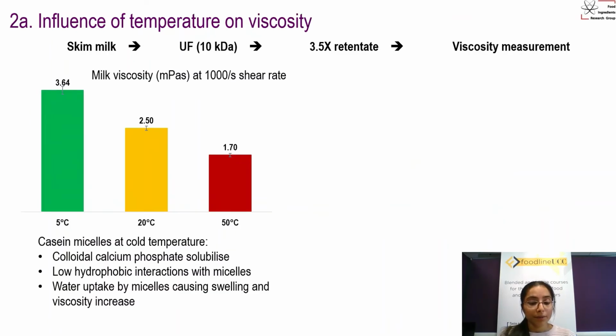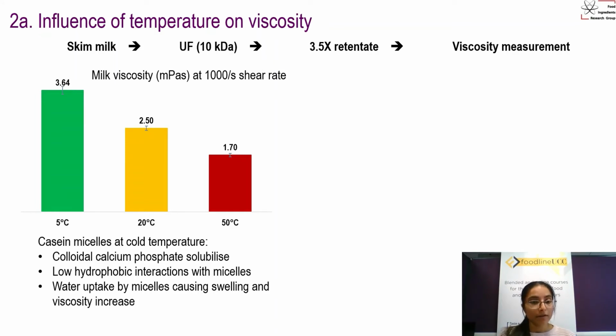So here you see the chart for viscosity of fresh feed. Clearly, the feed viscosity was highest at 5 degrees centigrade, despite the equivalent content of solids as other feeds. At cold temperature, casein micelles have lower hydrophobic interactions, and colloidal calcium phosphate begins to solubilize within the serum phase, which causes water uptake within the micelle, and that causes the swelling behavior of the casein micelles. And this swelling leads to an increase in fluid viscosity.